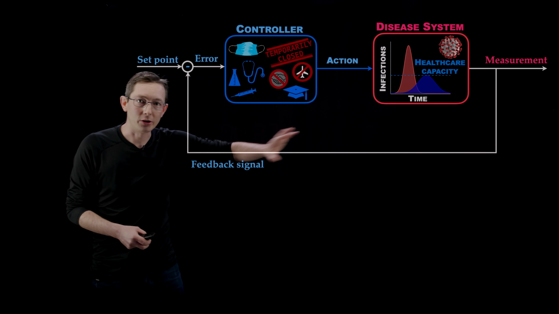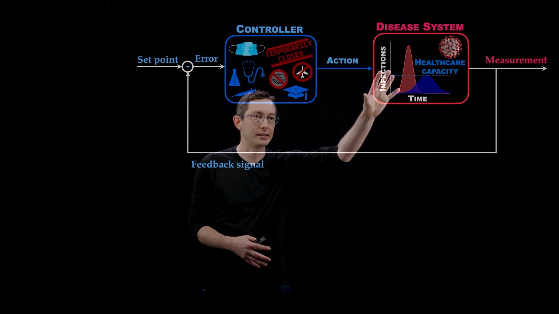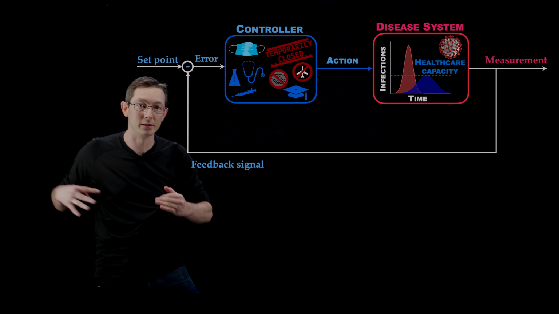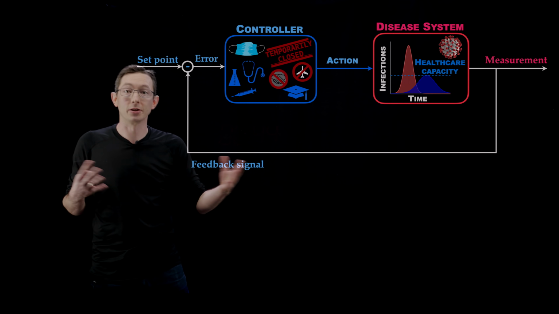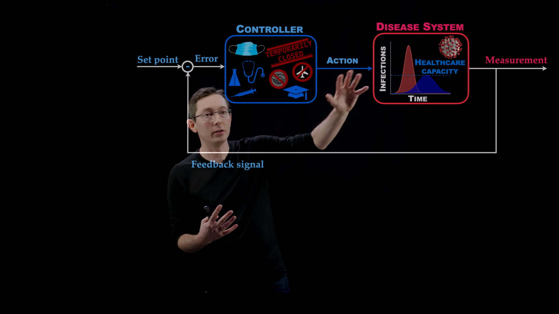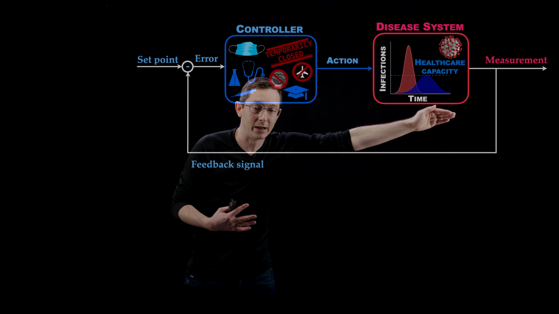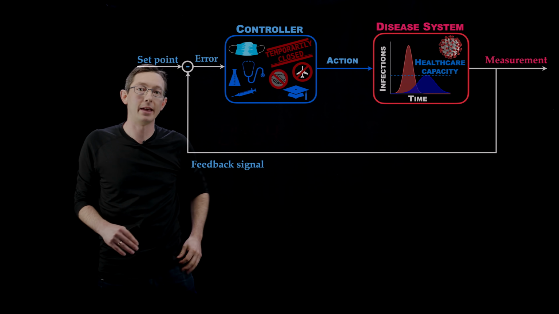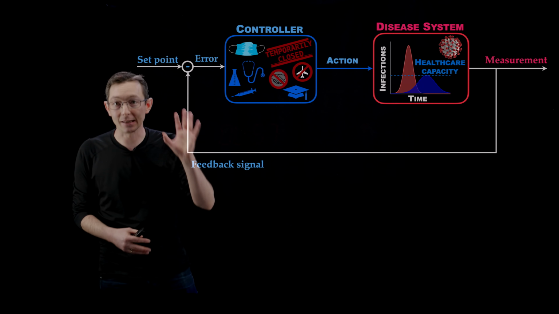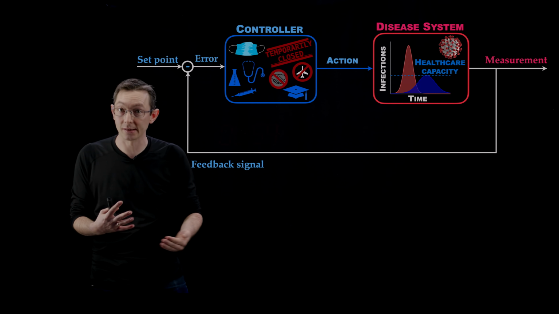Okay, so this is our overarching control diagram. We have our disease system over here. It's unstable. Infections grow exponentially when they enter a population. And our goal is, through some control actions, to suppress this rate of infections to bring it below the healthcare capacity, okay? And at the same time, there are some other objective functions that I think are really important.